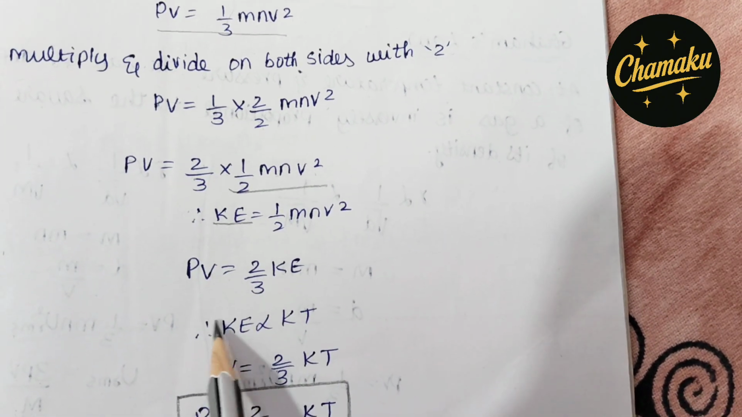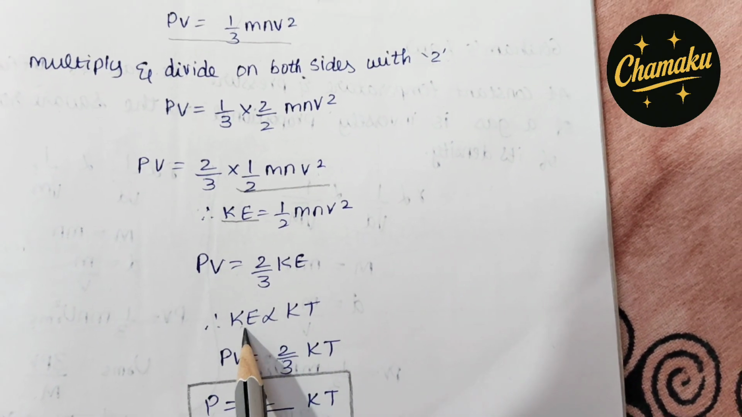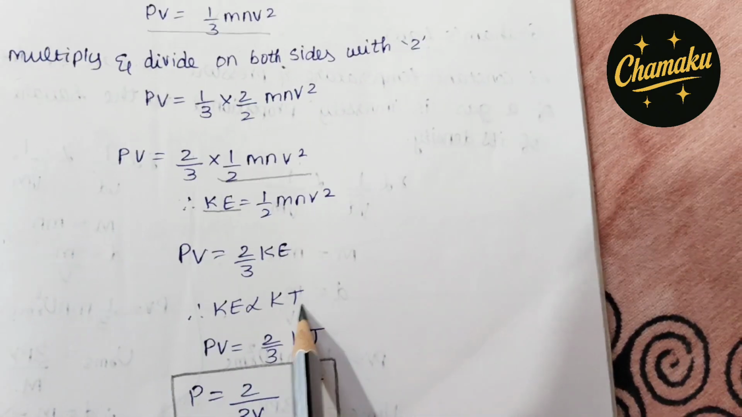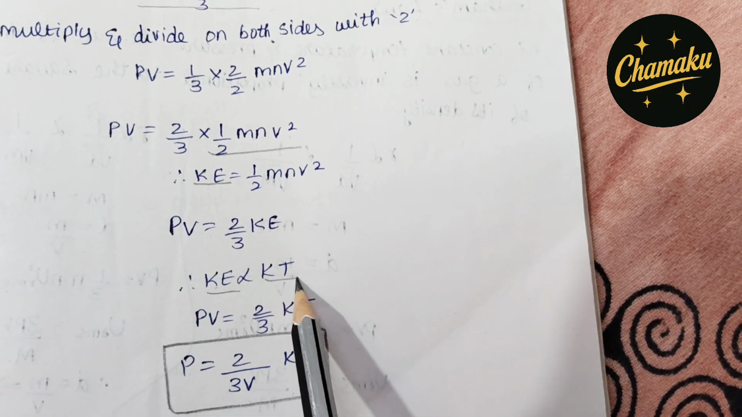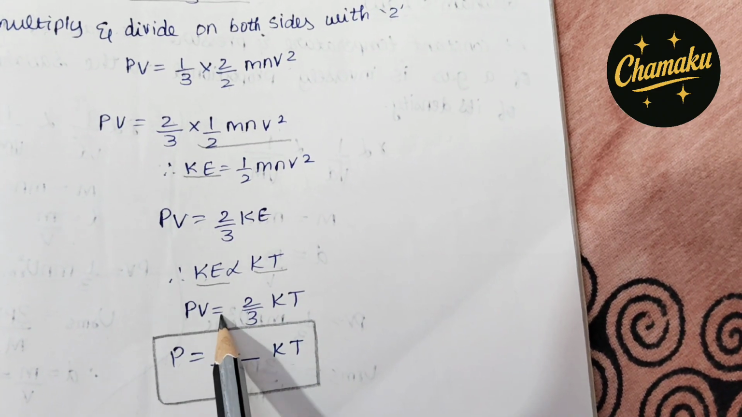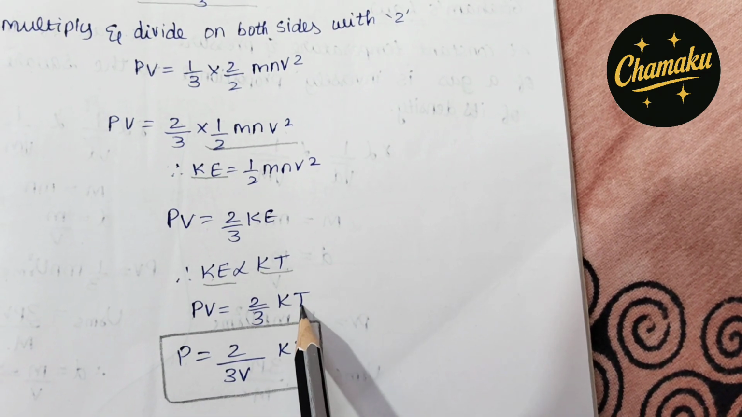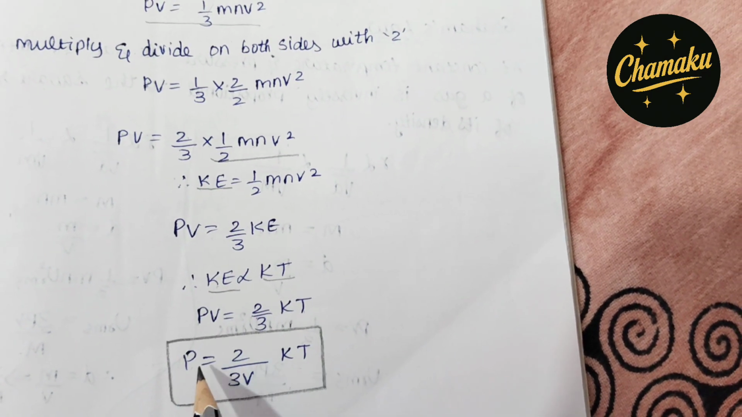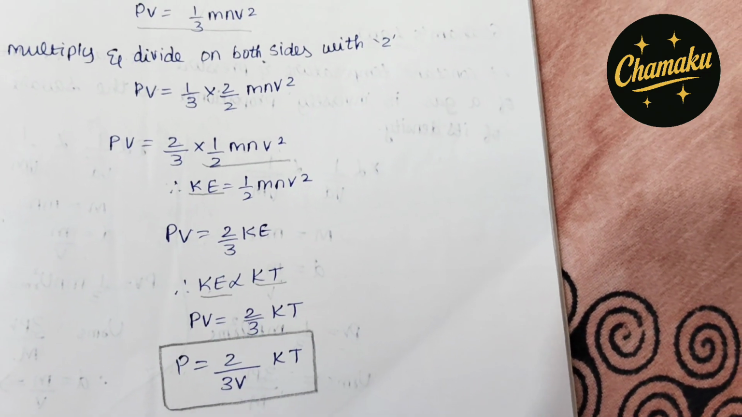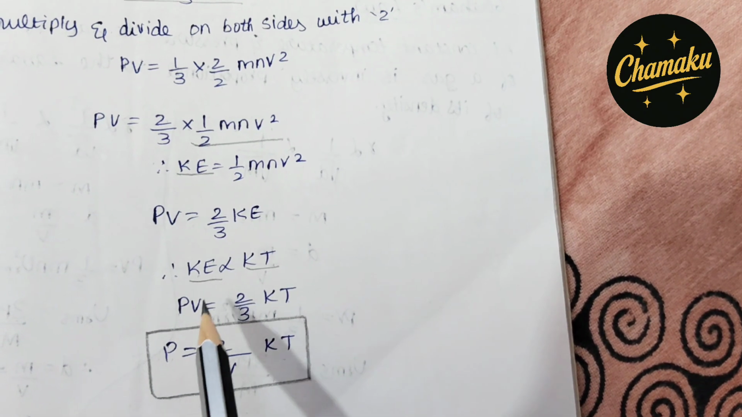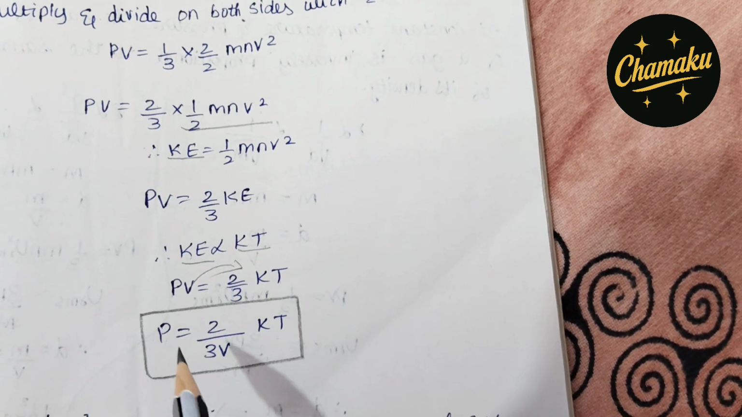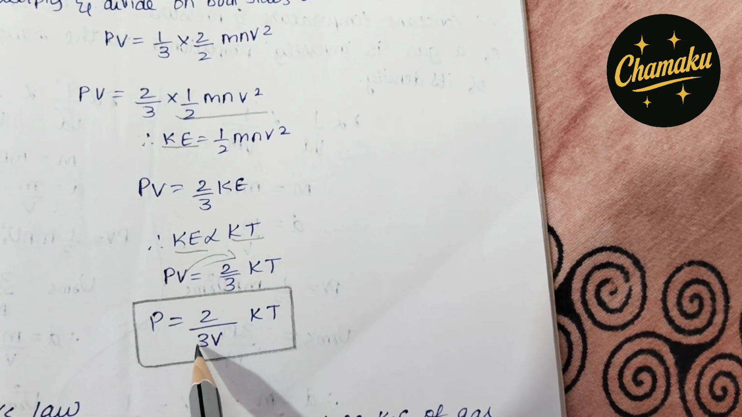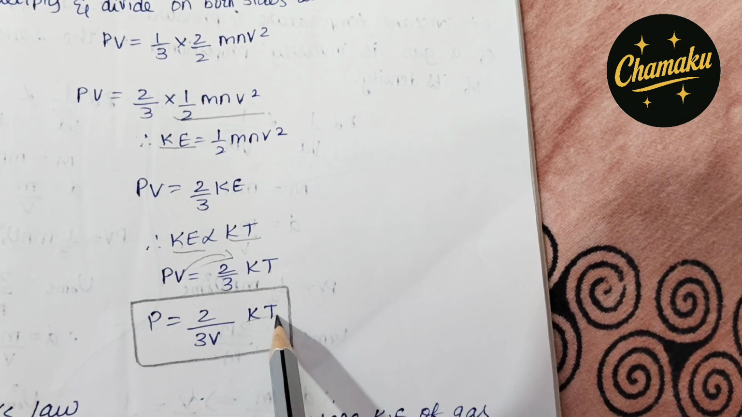So therefore kinetic energy is directly proportional to kT. So in the place of Ke we are going to take kT, okay? So PV is equals to 2 by 3 kT. So according to Boyle's law, pressure is inversely proportional to volume. So we will be taking this volume into the right side, okay? So P is equals to 2 by 3V into kT, okay?